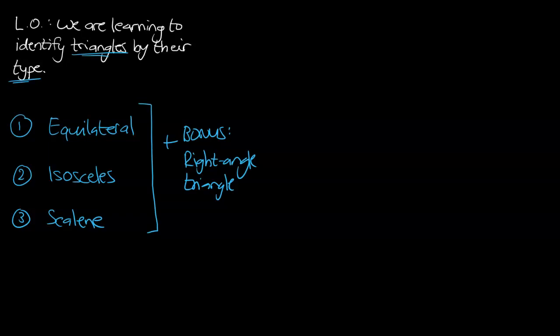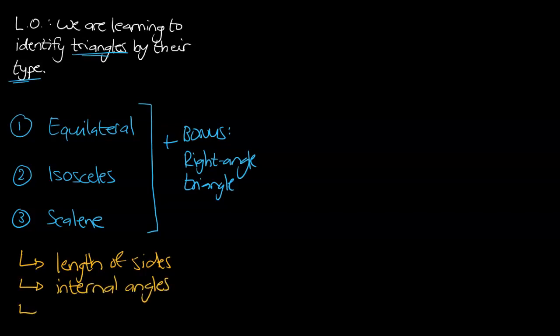Now, to figure out what type of triangle you're dealing with, you have to be focusing on the geometric properties of each of the triangles. And the two things you need to look out for to make these decisions are the sides, or how long the sides are. So I'm going to write length of sides. You may need to look out for the internal angles. And there's also going to be this other thing called notation that might suggest something about the sides or the angles. So we're going to focus on equilateral triangles first.